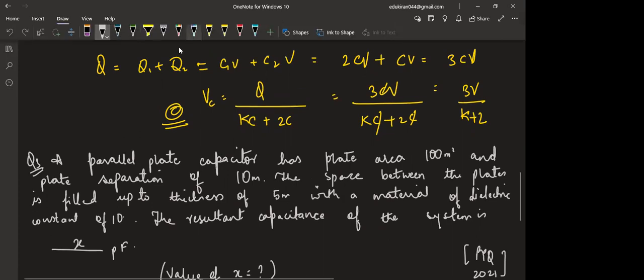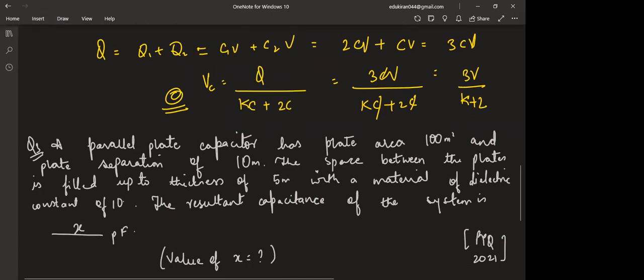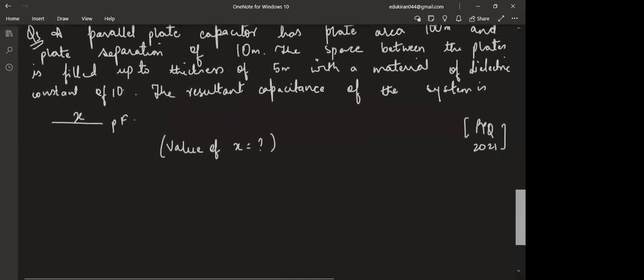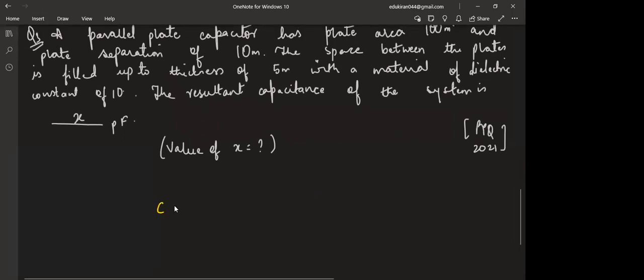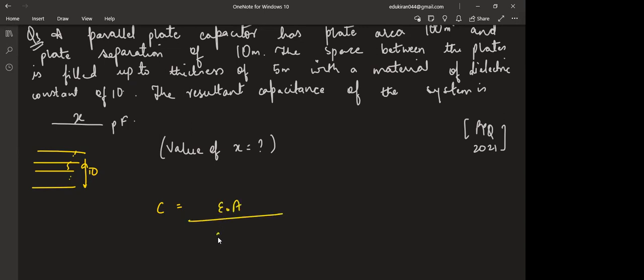Plus, this is a direct formula based question. Those who are not able to do it, see, directly use the formula. Apply the formula for this. The capacitance: the space is filled up to some thickness, which means some space is left. Total separation was 10. This is only covering 5, which means 50% of the space is still left. So you will use the formula epsilon naught A divided by D minus T plus T by K. That's it. Area, you know, is 100. D is 10. Thickness is 5. K is 10.